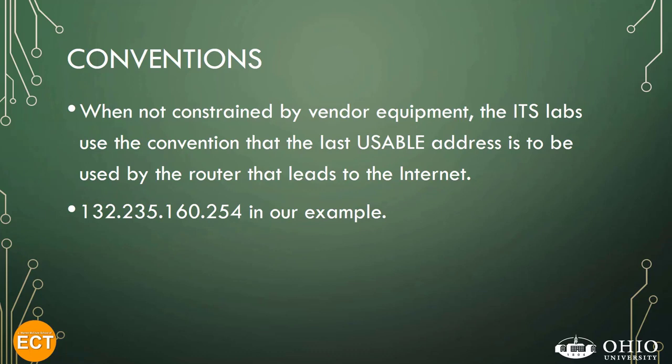This is the point where we start to look at particular conventions, and every organization is going to have a different convention. Within the ITS labs, we use the convention, at least as often as possible, to use the last usable address for the router. In this case, .254, or one address right beside the broadcast address of .255.